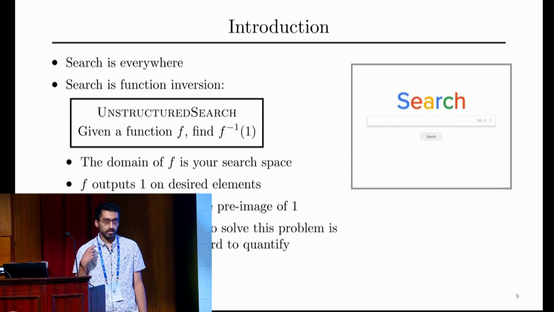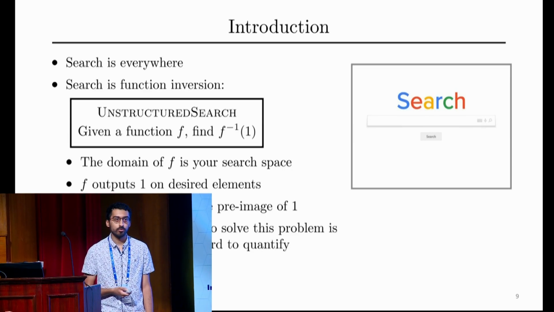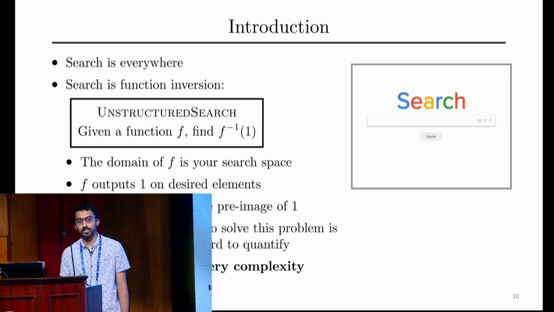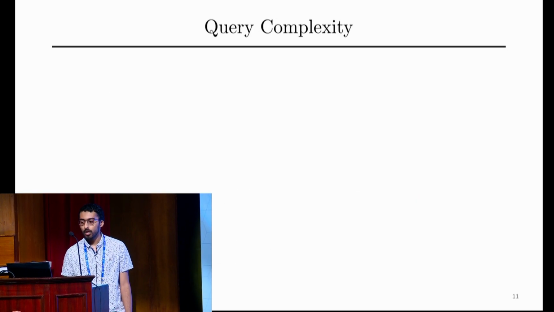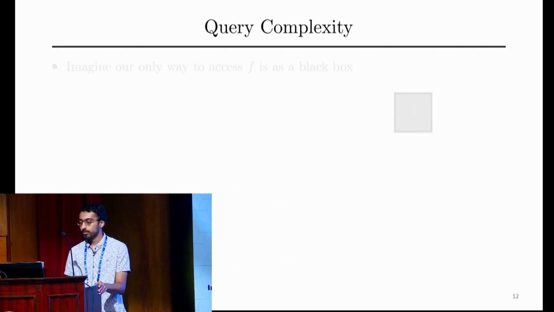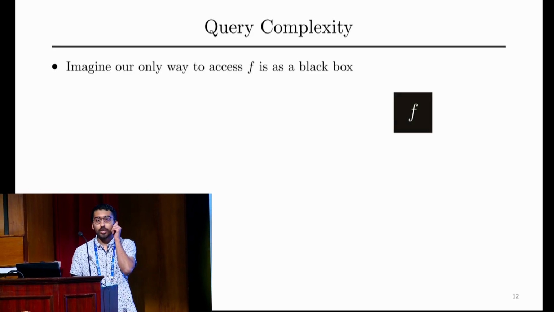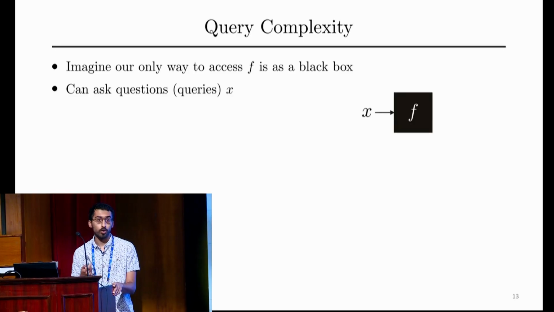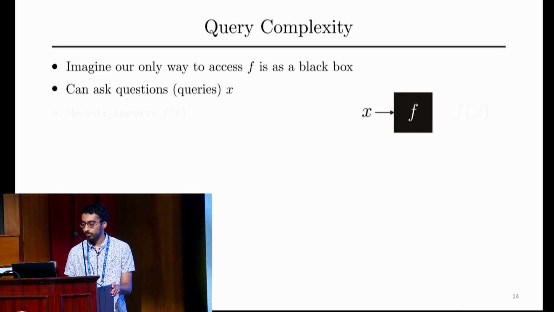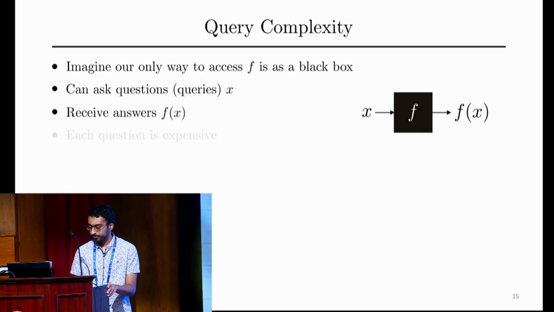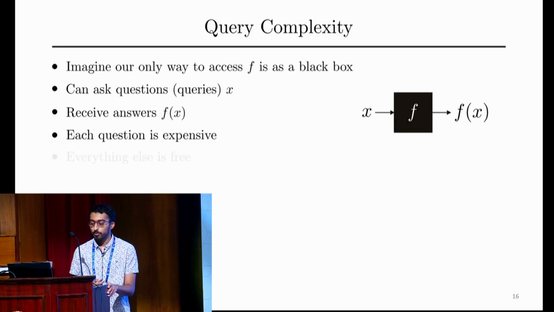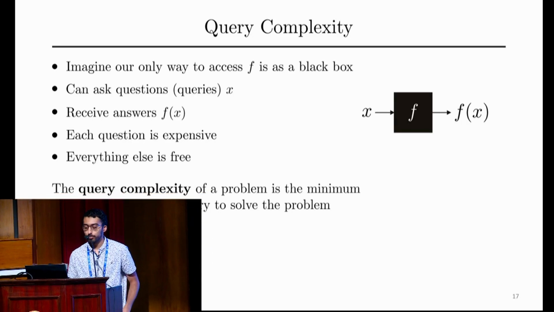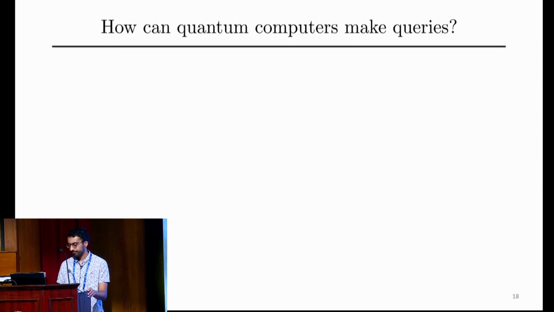And so it's important to know how much time it takes to solve this problem, but time is hard to quantify, so we often use query complexity as a proxy for time. So what is query complexity? Well, we imagine that our only way to access our input f is as a black box, and we can ask questions, we call queries, of the form x, and receive back answers of the form f of x. And each question is expensive, but everything else is free. And the query complexity of a problem is the minimum number of queries necessary to solve the problem.